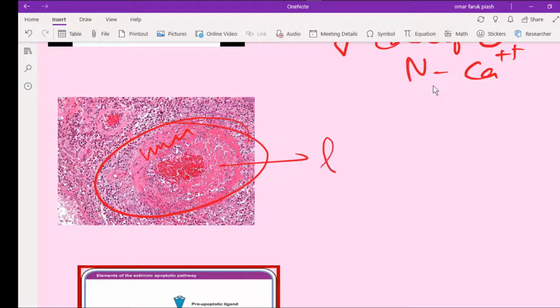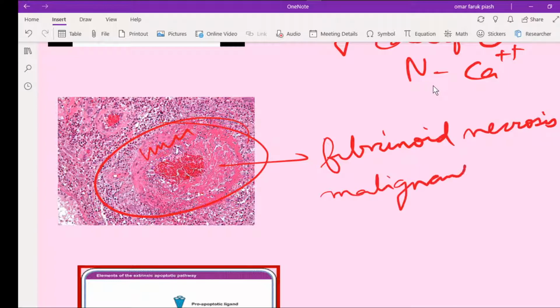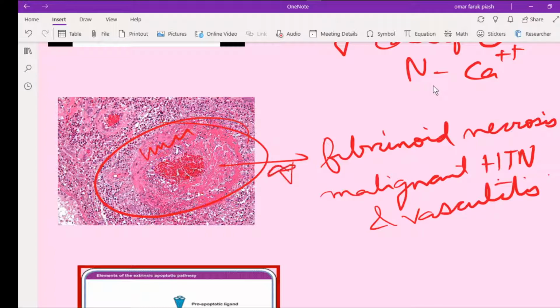Fibrinoid necrosis is characteristic of malignant hypertension and vasculitis. Suppose a patient is developing PE, that means preeclampsia. What will happen in this case? In preeclampsia, there is possibility of developing fibrinoid necrosis, which leads to malignant hypertension, and it may lead to vasculitis.